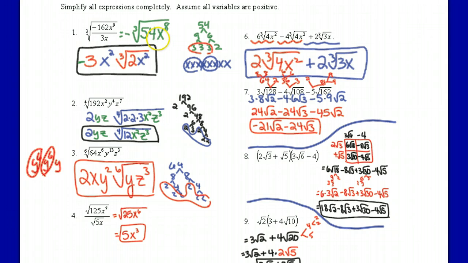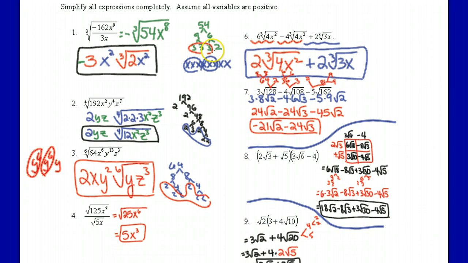Alright, so now remember that we're looking for groups of 3. Our index number is 3, so we'll be looking for groups of 3. Okay, so we take 54, we break it up any way we can. I broke it up between 9 and 6. I broke 9 into 3 and 3, 6 into 3 and 2, and I broke up my 8 x's into 8 x's.